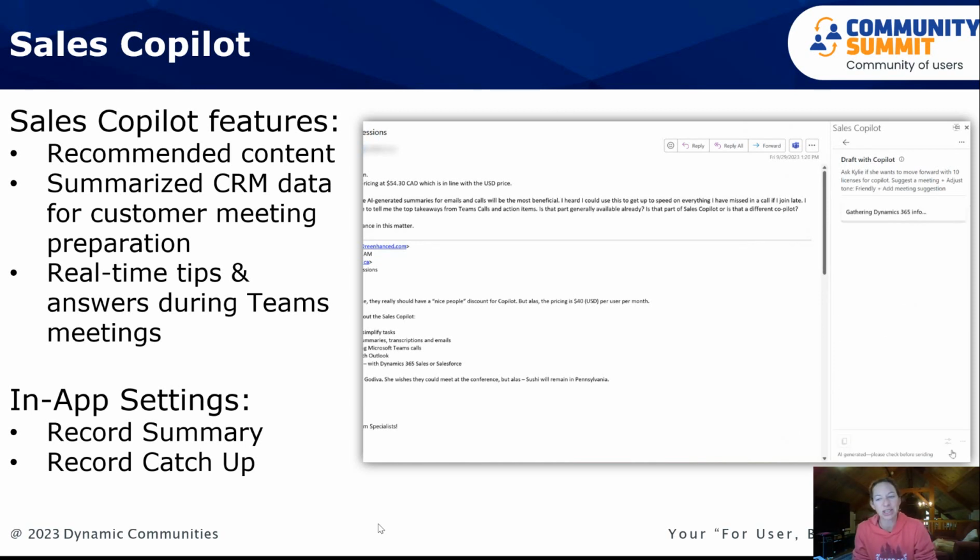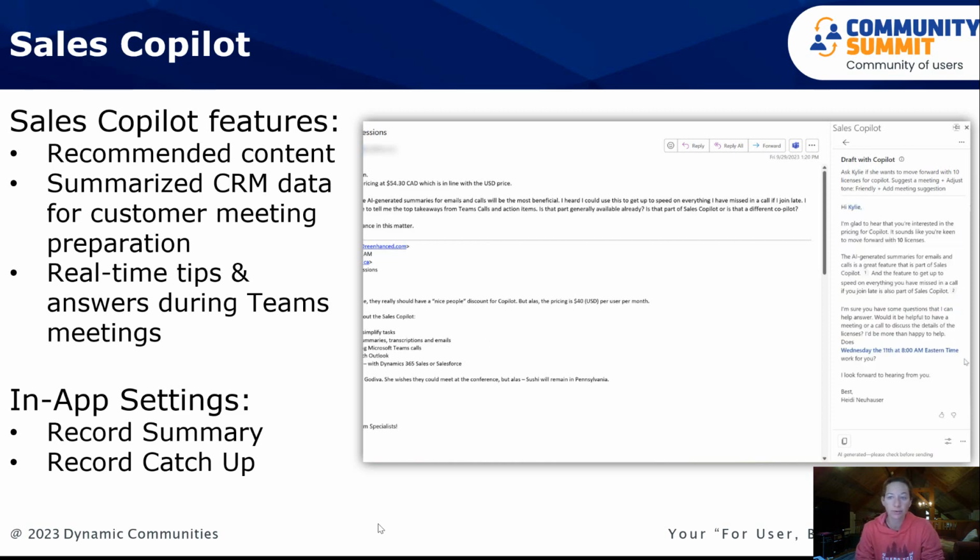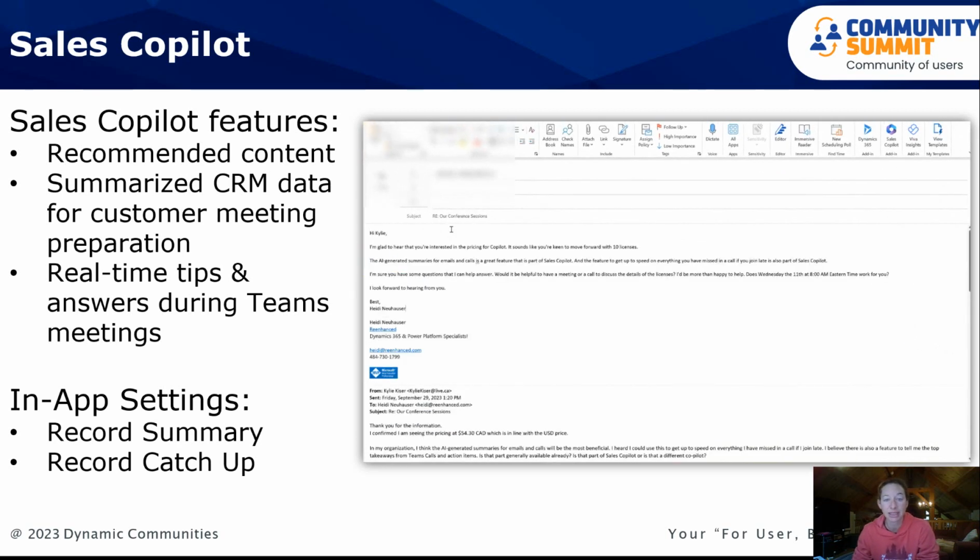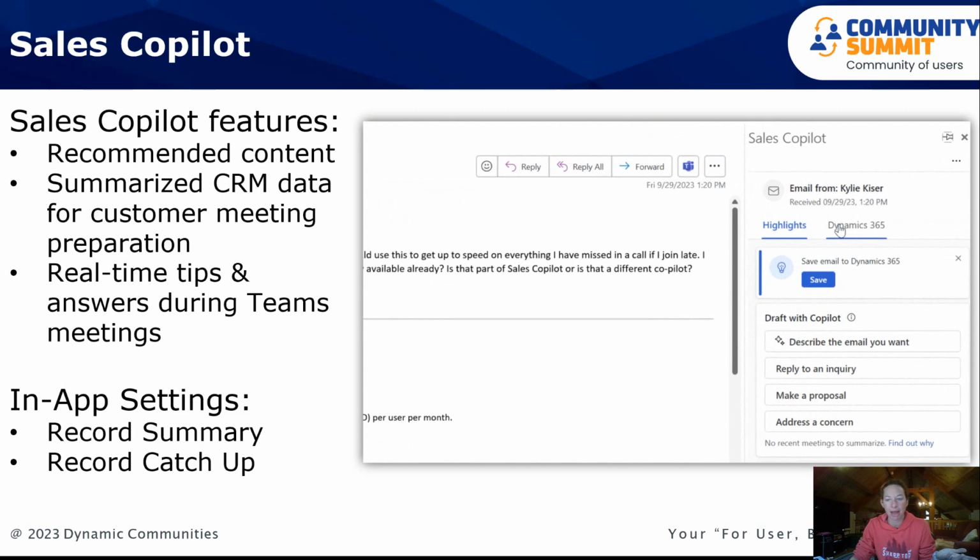You can see I can change my tone. I want to change it to friendly. So then I just click a button and it will rewrite that draft email in a friendly tone. There's also the ability to add a meeting suggestion and it will query your availability. Once you find one you like, you just add it to your inbox and then boom, send it off. So Sales Copilot has changed my life. I think it's incredible. Now I want to talk about 2 in-app settings that you can configure to make your Sales Copilot a little bit more powerful.